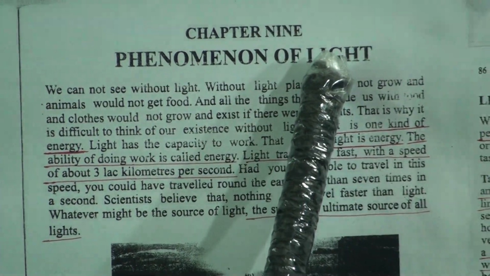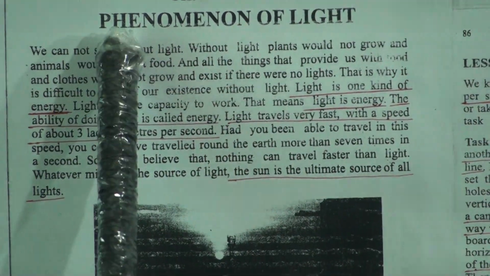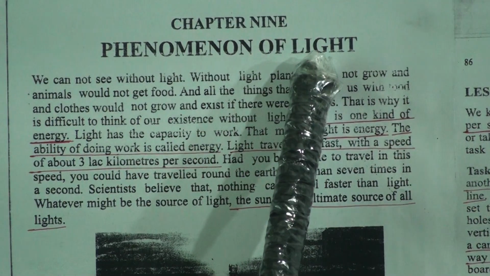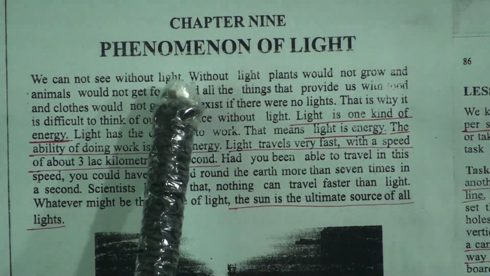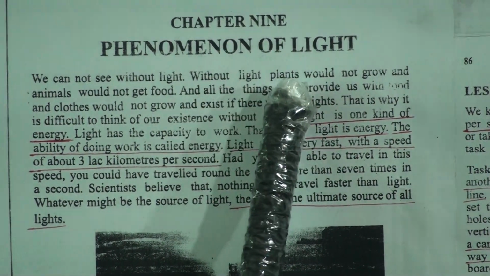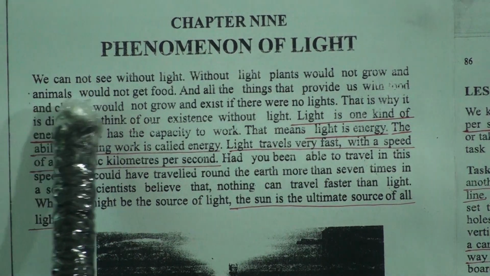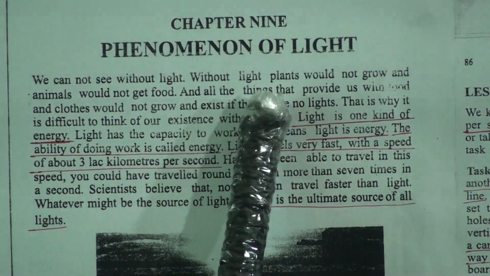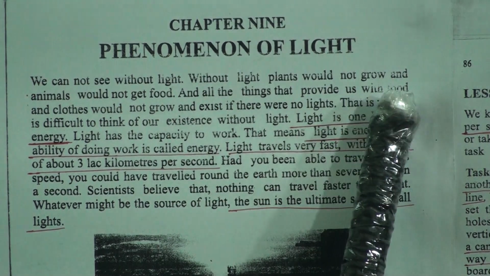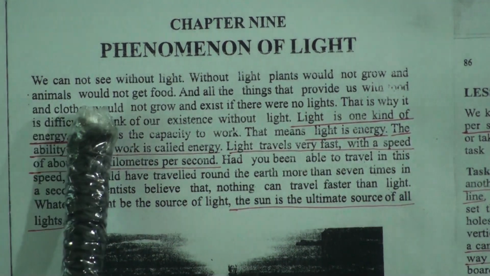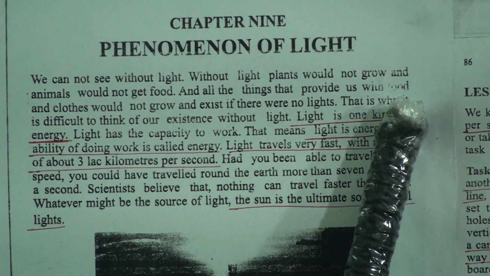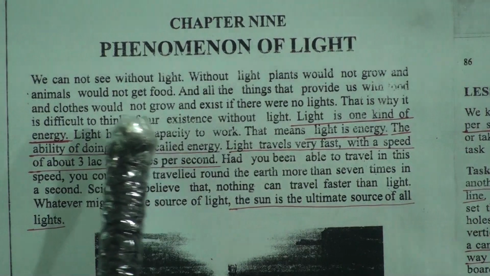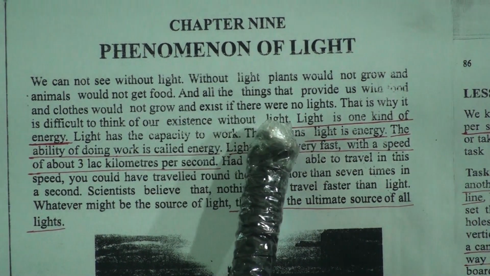Our today's chapter name is Phenomenon of Light. Now we read this chapter. We cannot see without light. Without light, plants would not grow and animals would not get food, and all the things that provide us with food and clothes would not grow and exist if there were no light. That is why it is difficult to think of our existence without light.